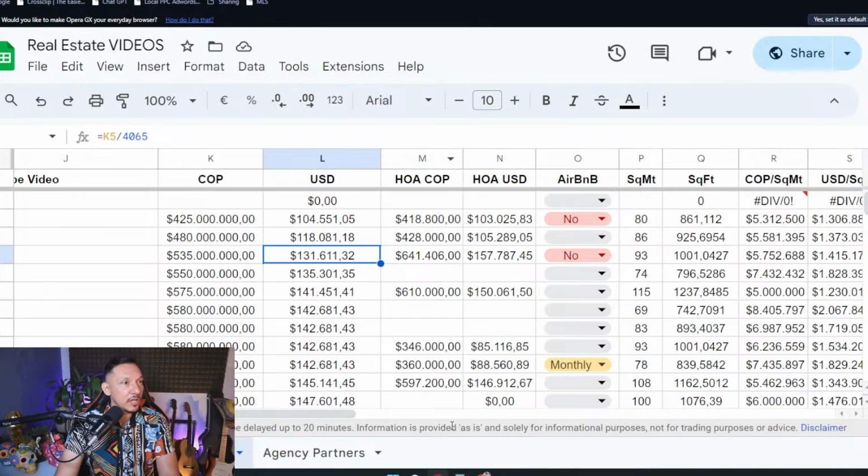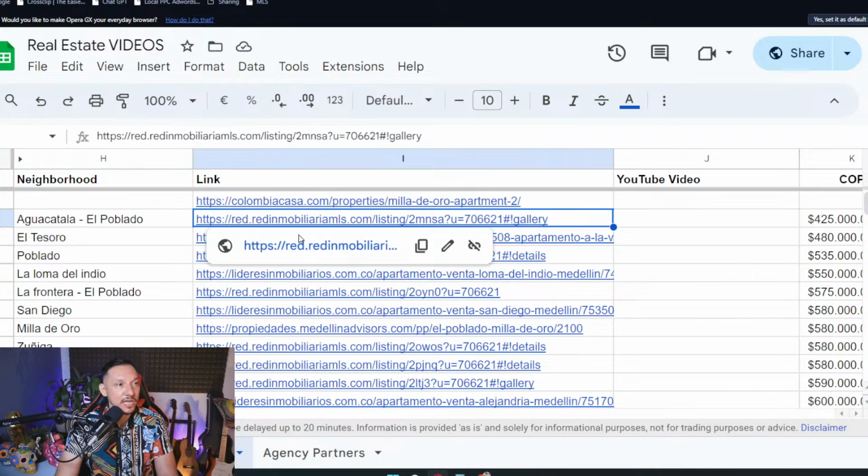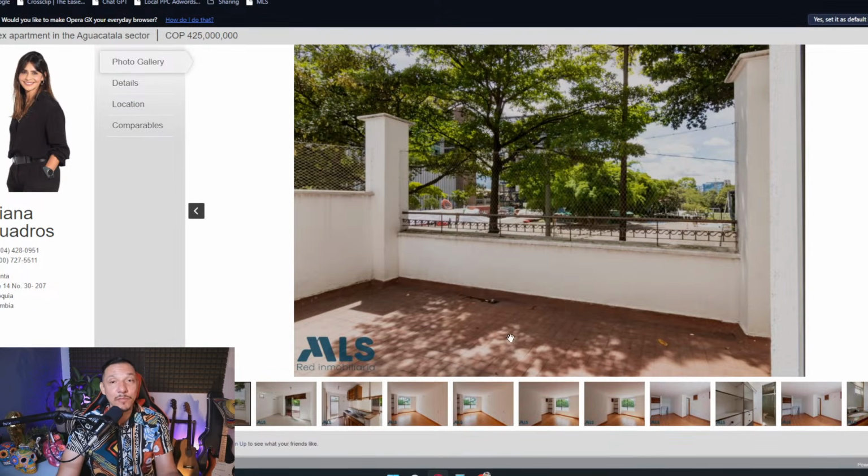Okay, so where do I share my screen? There we go, screen capture. Okay, so let's look at another deal on the spreadsheet. So we have, let's look, what is this $100,000 place for? This is in Aguacatala, which is a nice area. This is the Colombian MLS. Colombia does have an MLS system, and I'm going to be affiliated to them.